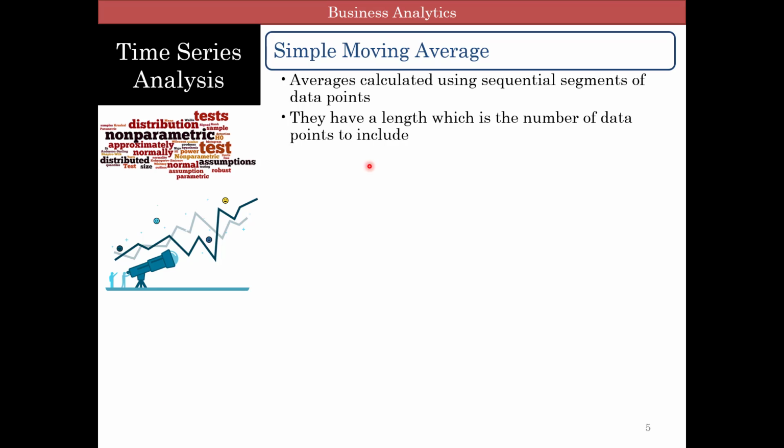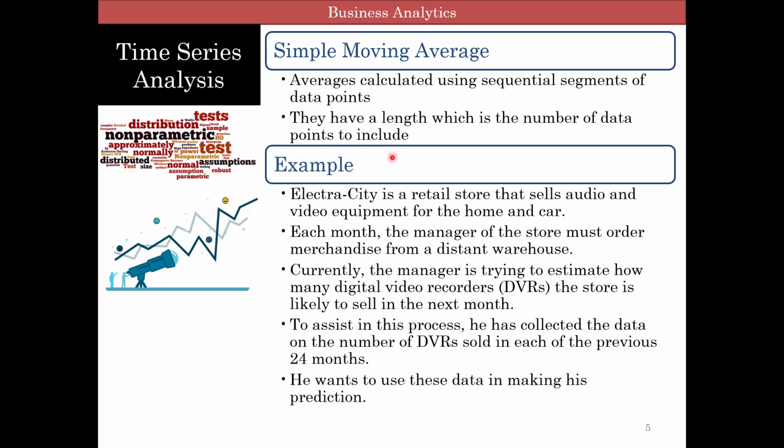Simple moving averages are calculated using sequential segments of data points. They have a length, which is the number of data points to include. Let's take an example. We have Electricity, a retail store which sells audio and video equipment. Each month, the manager of the store must order merchandise from a distant warehouse. Currently, the manager is trying to estimate how many DVRs the store is likely to sell next month, and he's collected data from the previous 24 months. Now, he wants to use these data to make predictions.